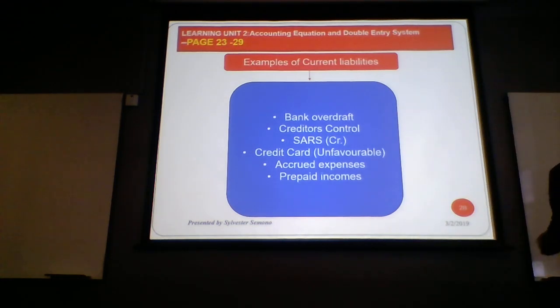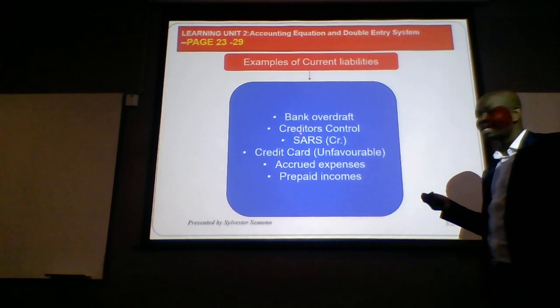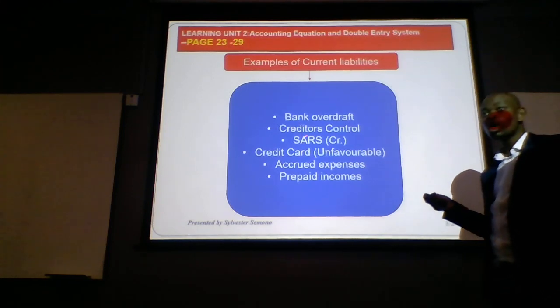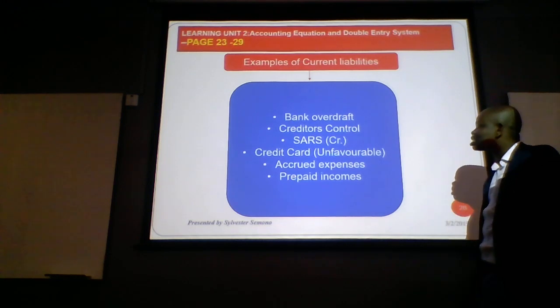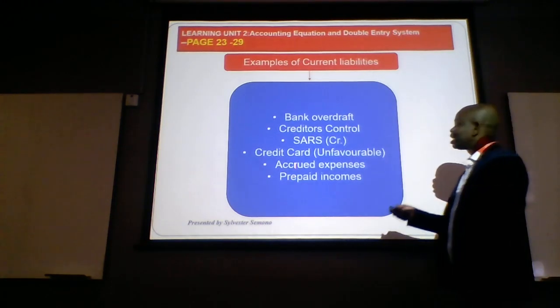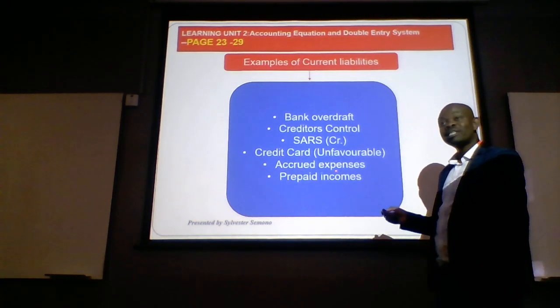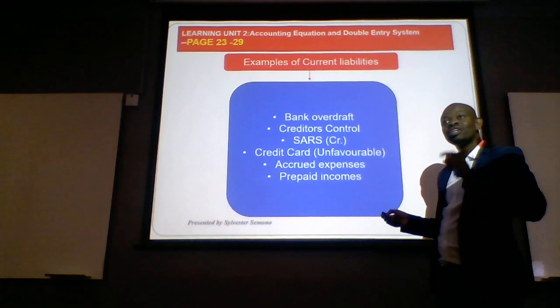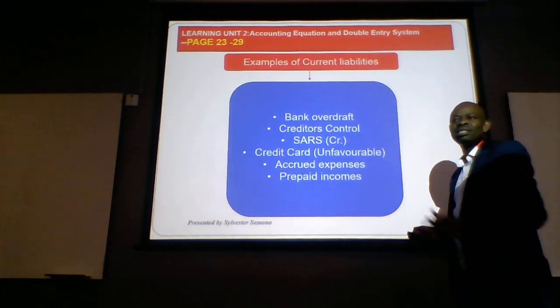The current liabilities, opposite of the non-current. Bank overdraft. Creditors, you know them. People we owe. SARS, as you can see here, is credit now. We owe SARS. Credit card. Accrued expenses. This means expense due to be paid. We owe it, like telephone to be paid. Payable.